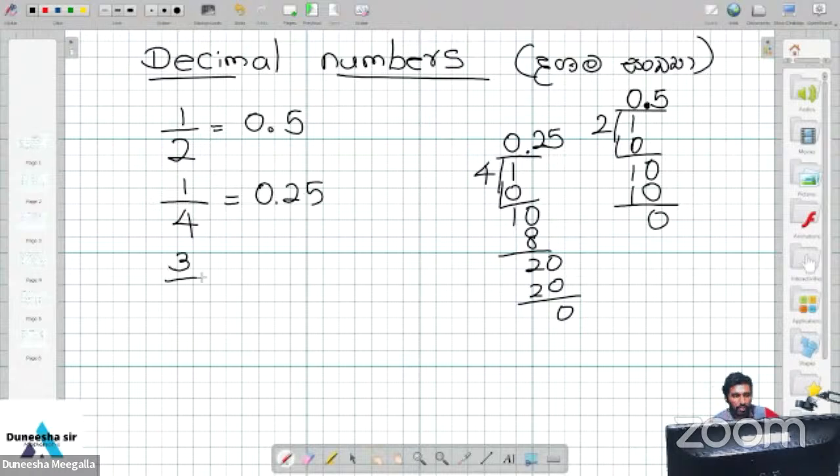Also, can you get 3 over 4? What is the decimal number? 0.75. Yes, 0.75 is the answer. Okay. Now you can see the decimal ends without any remaining.